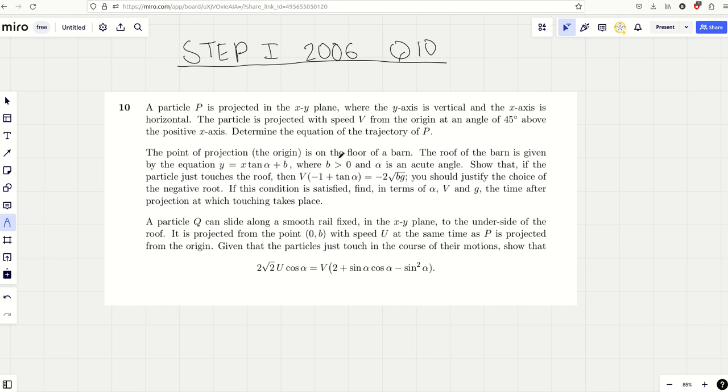Hello everyone and welcome to another video, this time doing STEP 1 2006 question 10. This question is a projectiles question, which I think is good practice for people to do, particularly if you're doing STEP 2 and STEP 3, because in STEP 2 you'll probably have a projectiles question there, and probably some kind of wonky moments question there.